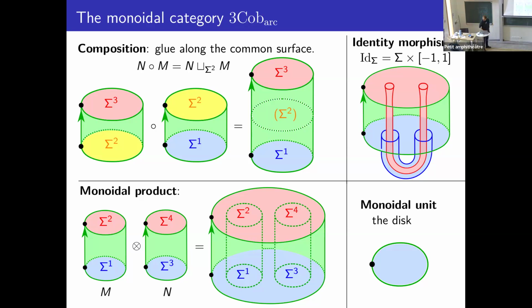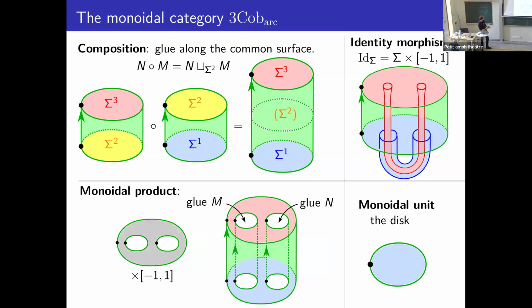And the monoidal unit is of course the disk. So I think there's a picture for the monoidal product. Yes, another view. You take this disk minus 2 disks, you take a cylinder, then you get this picture, and you glue your first cobordism here and your second cobordism here. And this is what we call the monoidal product. And of course, cobordisms are up to diffeomorphism.